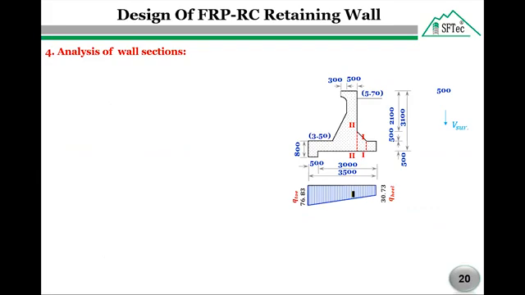In this step, number 4, we are going to analyze all wall sections in order to estimate the maximum bending moment and maximum shear force. Let us start with the heel slab. The heel slab acts as a cantilever projecting from the back face of the stem. As we see here on our right side, the heel slab has two different depths: the depth at section 1.1 and the depth at section 2.2. So we will analyze these two sections.